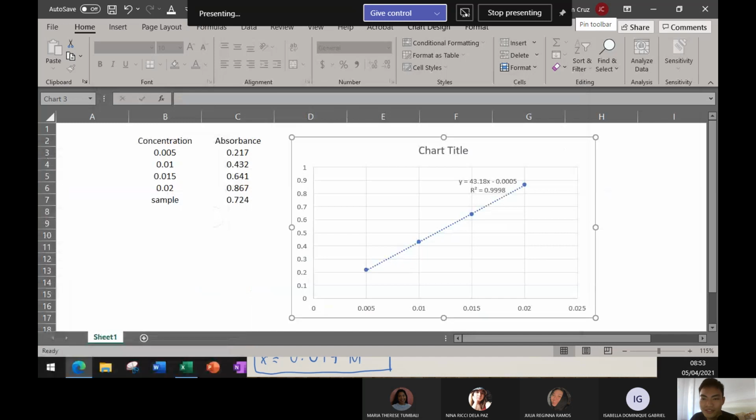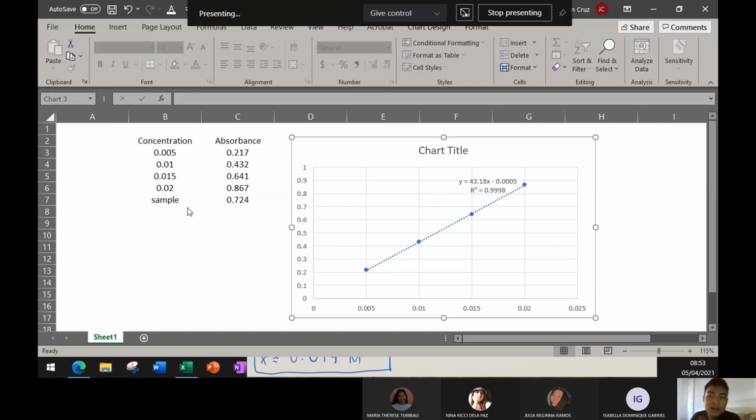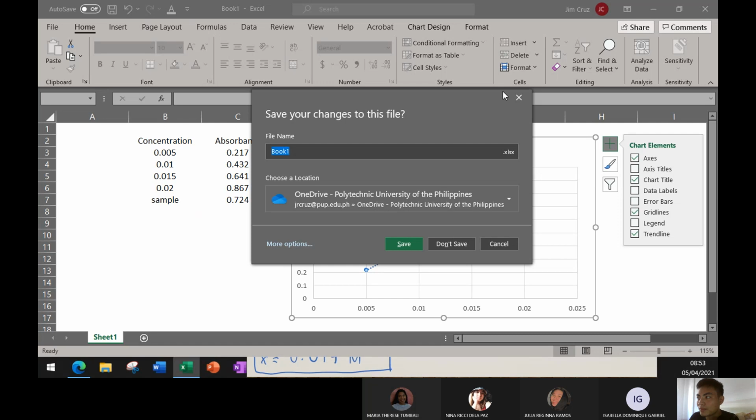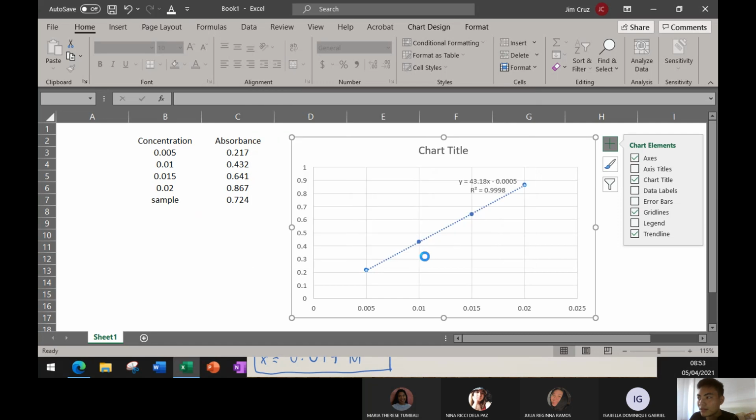So, yan. You start investing on calculators as early as now. Kasi gagamitin nyo rin yan sa boards. Kasi nga, bawal mag-laptop sa boards. Okay. So, yun lang. Close ko na yan.